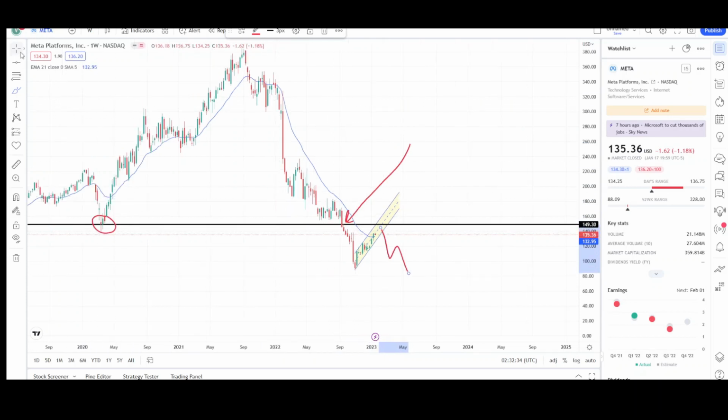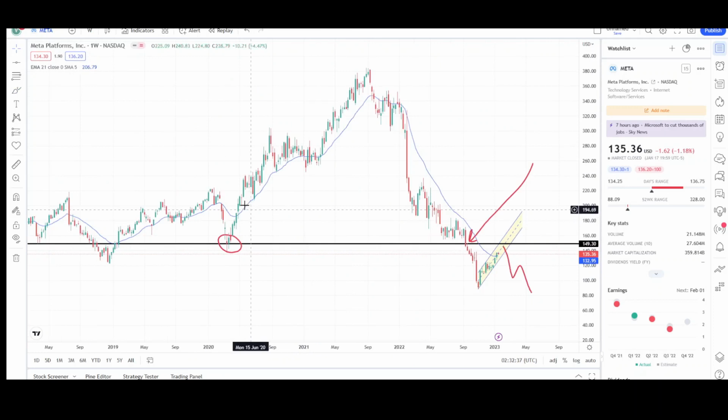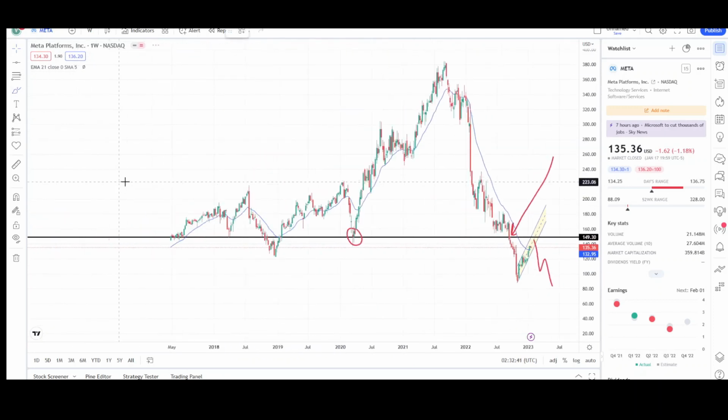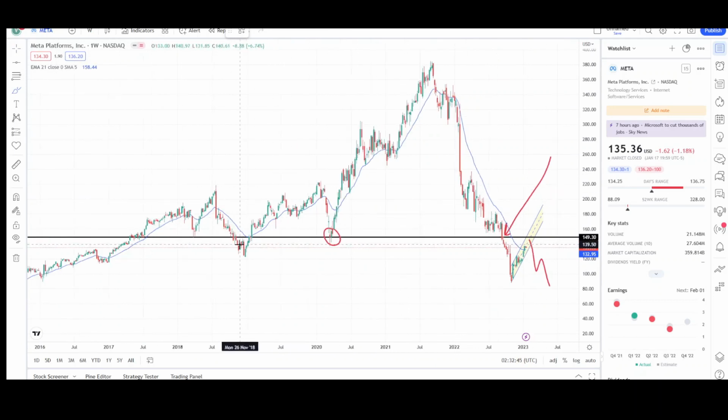So basically what I'm trying to say is that I'm looking for a repeat pattern of 2018. If you go back in the chart, you're going to see similarities between the price action. You can see back here in 2018 when it bottomed, it made a big move up. Same thing happened in 2020 when it bottomed.